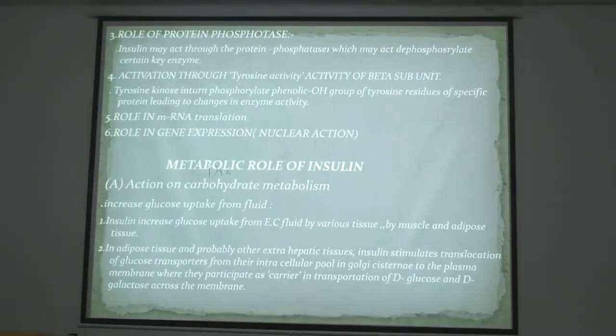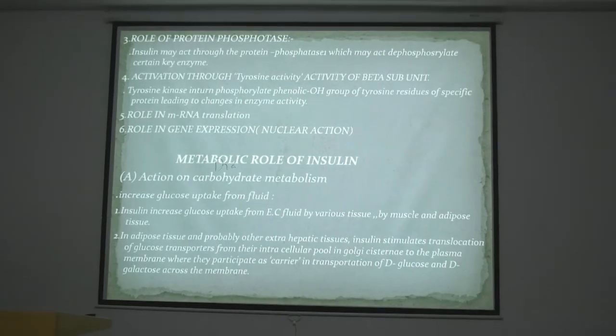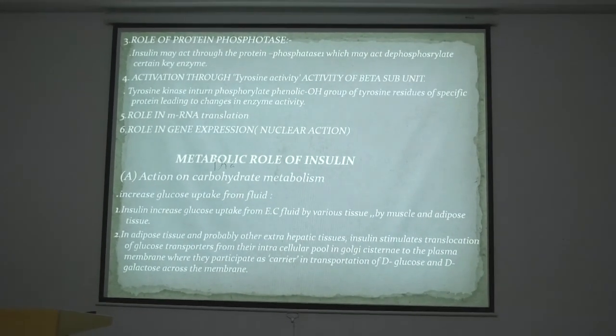Now, the role of protein phosphatase: insulin reacts to the protein phosphatase, which can dephosphorylate certain key enzymes. Tyrosine kinase activity: tyrosine kinase induces phosphorylation of the phenolic OH of the tyrosine residue of specific proteins, leading to a change in enzyme activity. These all are changed due to insulin.